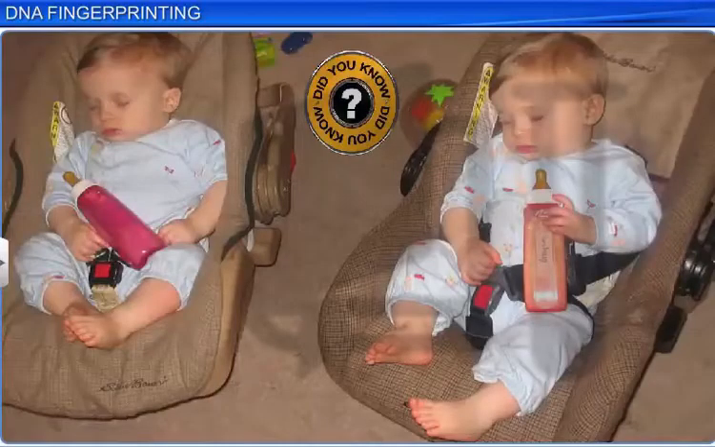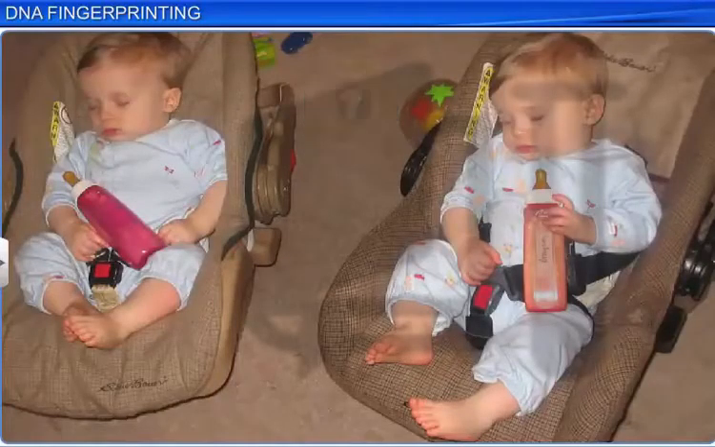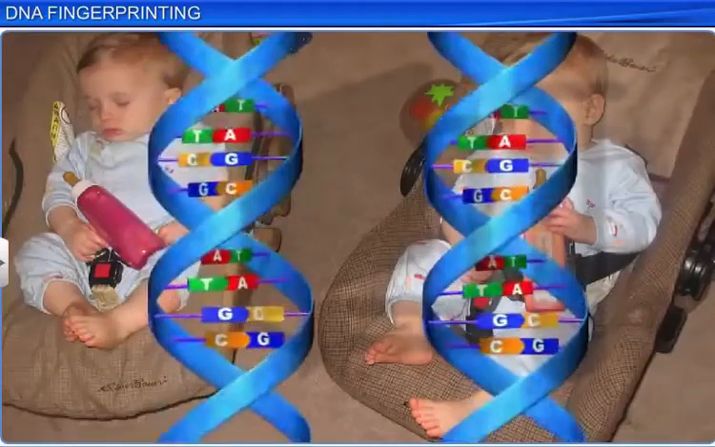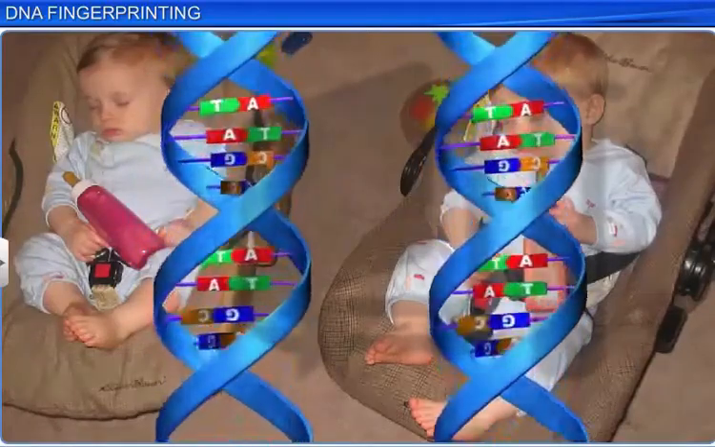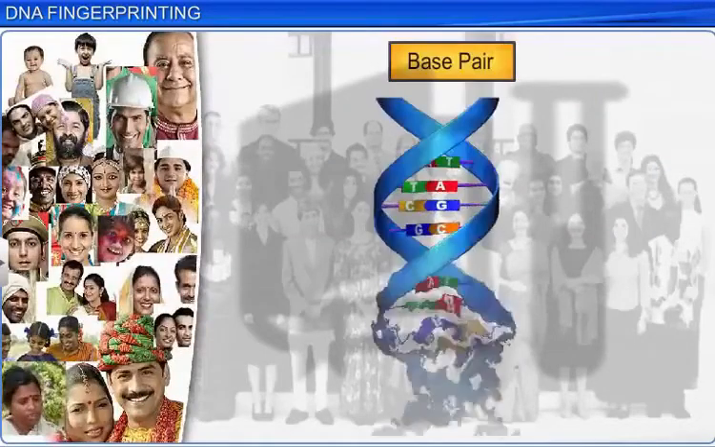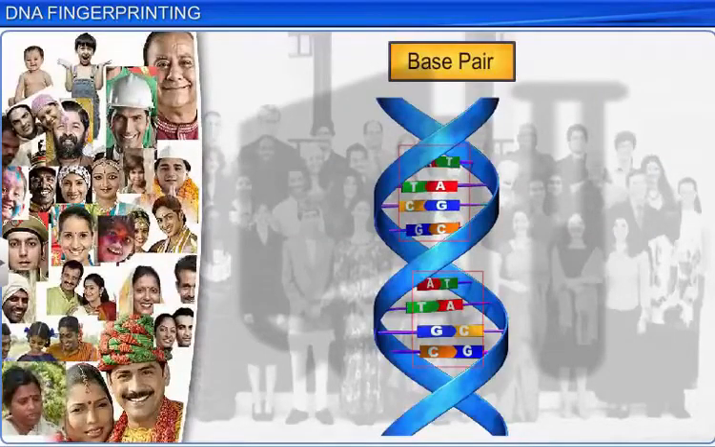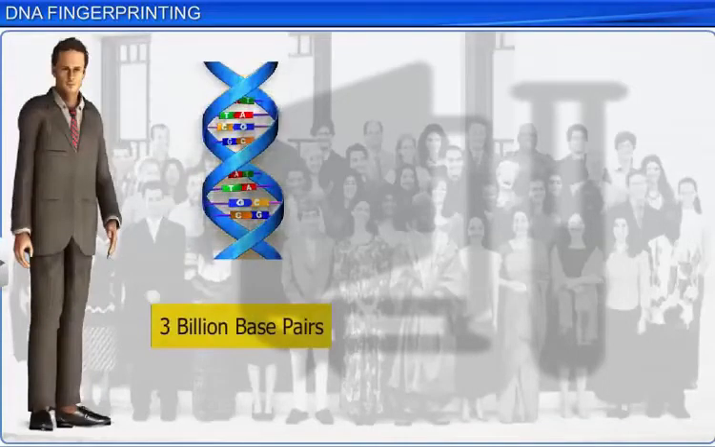Did you know that except for identical twins, it is very unlikely for two individuals to have the same DNA pattern? It is the small difference in base pair sequences of DNA that makes the phenotypic appearance of each individual unique. The human genome has about 3 billion base pairs.